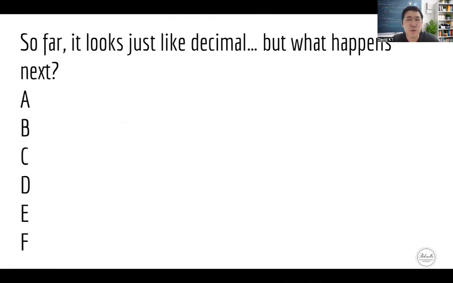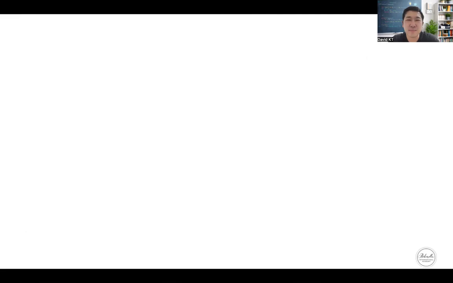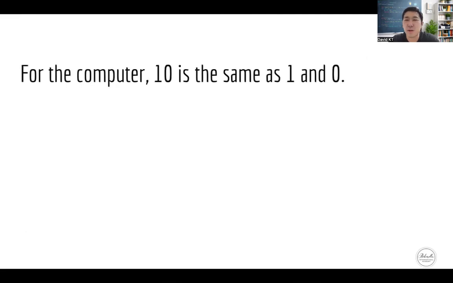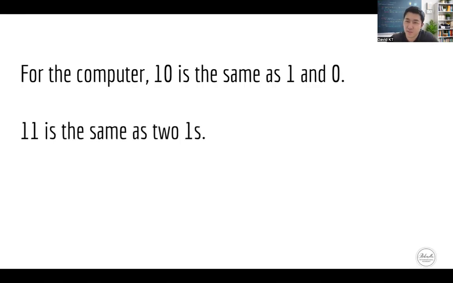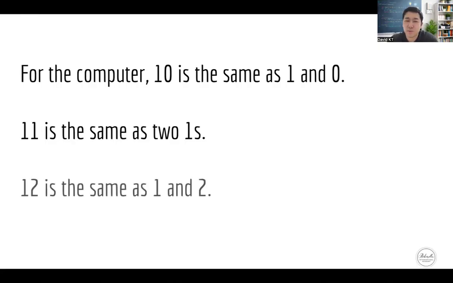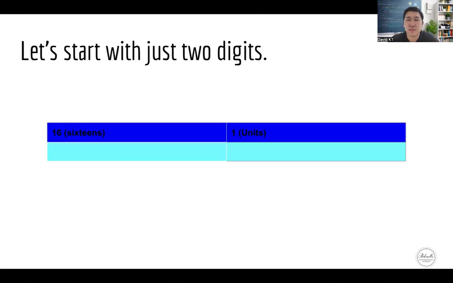So are you wondering, why do we do A, B, C, D, E, F? Well, for the computer, how do you tell if it's 10 or 1 and 0? So 11 looks like two ones, 12 looks just like 1 and 2, etc. So in hexadecimal, we use A, B, C, D, E, F to avoid confusion and any ambiguity.